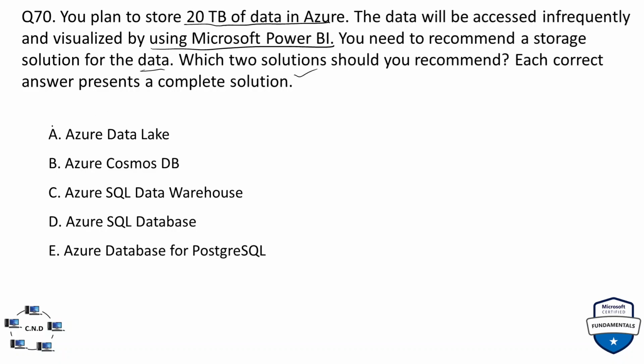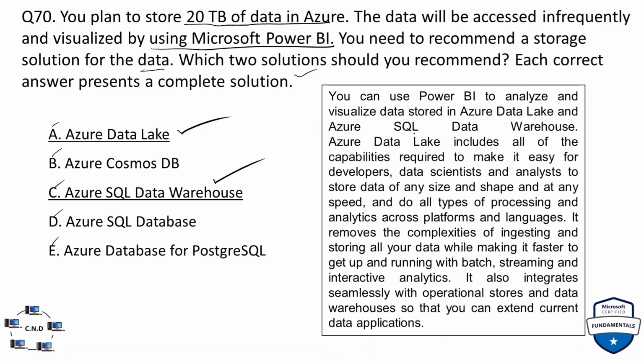The options are A, Azure Data Lake, B, Azure Cosmos DB, C, Azure SQL Data Warehouse, D, Azure SQL Database, and E, Azure Database for PostgreSQL. And the correct options are the Azure Data Lake and the Azure SQL Data Warehouse. So again, this is the explanation of the answers. You can pause the video and read it if you like.